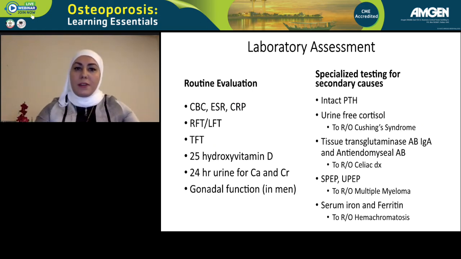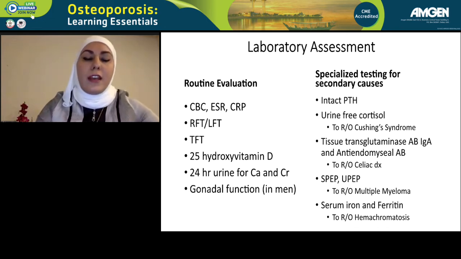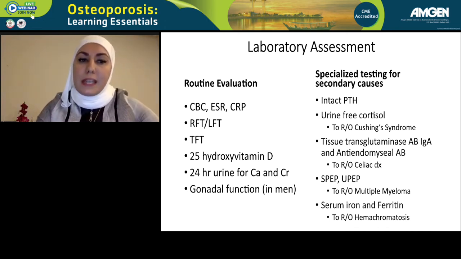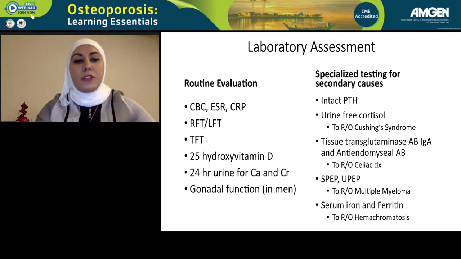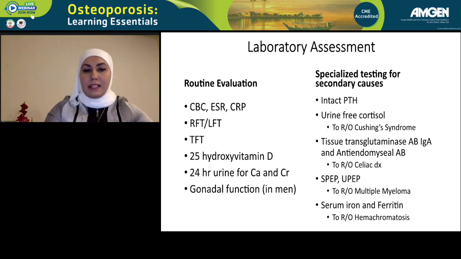So for the laboratory assessment, we have a routine evaluation, which includes complete blood count with ESR, C-reactive protein, renal function test, liver function test, and then we can do thyroid function test, 25-hydroxy vitamin D, 24-hour urine for calcium and creatinine, and in men, we can do gonadal function.